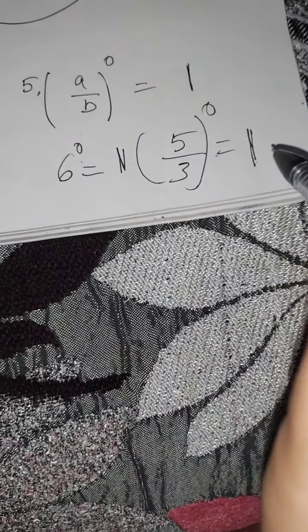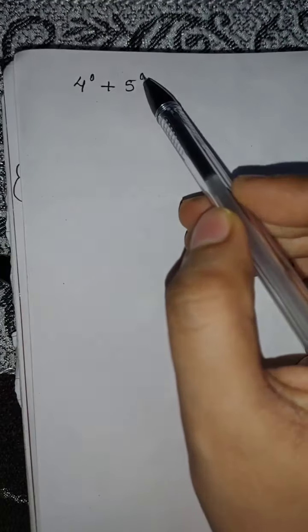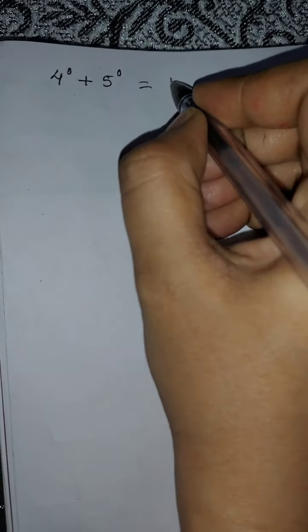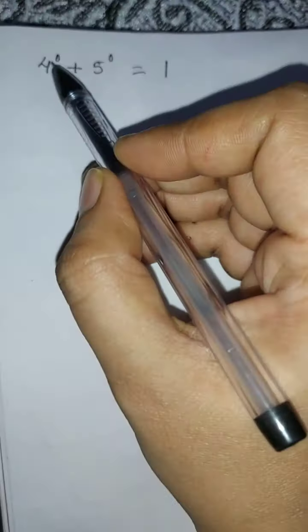So how will this question come in the paper? Let's look at certain examples. 4 raised to the power 0, 5 raised to the power 0. We know any number raised to power 0, in that place you'll write 1. So 4 raised to the power 0 will give you 1 in its place.